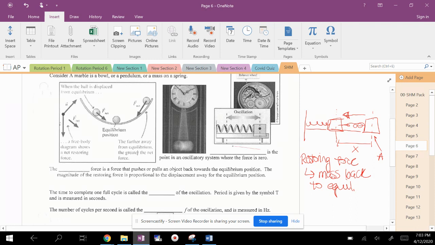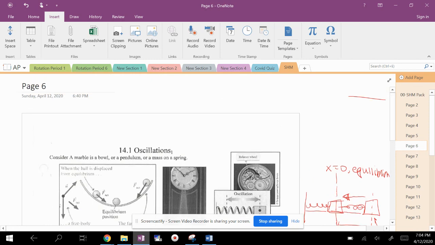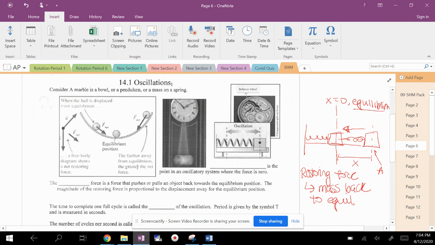So the first thing, this is your first blank right here. It says blank is a point in an oscillatory system where the force is equal to 0. That restoring force that we're talking about, when is that force equal to 0? Well, when it doesn't need to be restored. So where is that actually happening? That's happening at this point when x equals 0, which is equilibrium. So equilibrium is that point where the force is equal to 0.